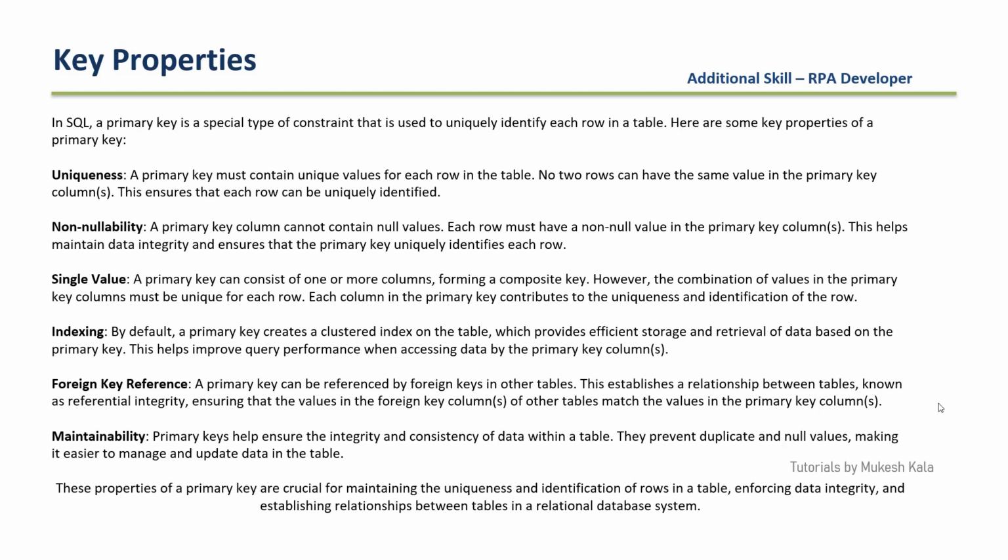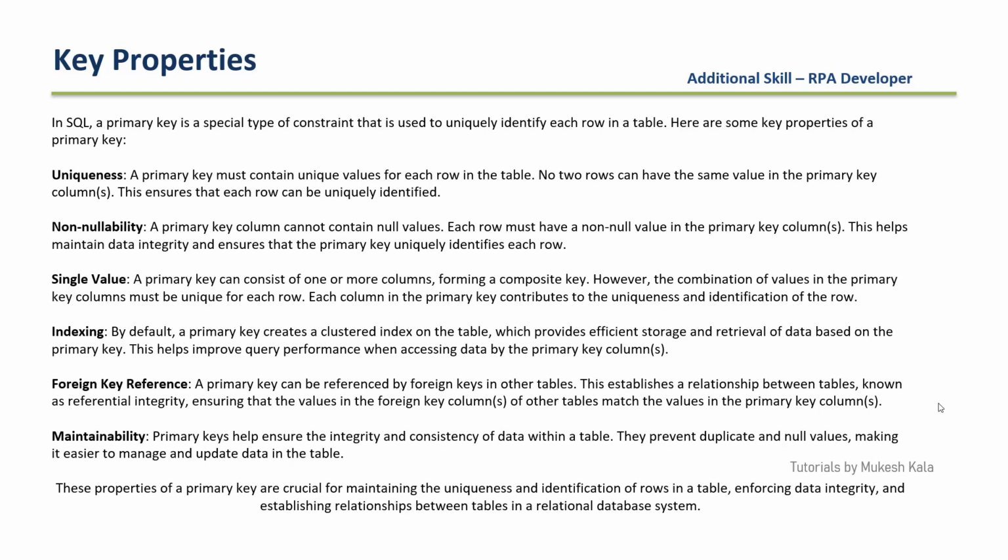The next one is single value, which simply means a primary key can consist of one or more columns, following a composite key. We will talk about composite keys in the near future, but just to let you know, in SQL we have a concept where you can club multiple columns together and form a composite key. So now if your composite key is acting as a primary key, you need to make sure that the values of two composite keys should not be the same.